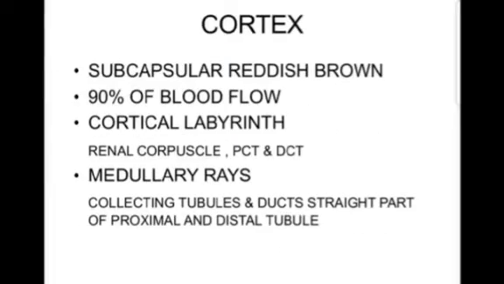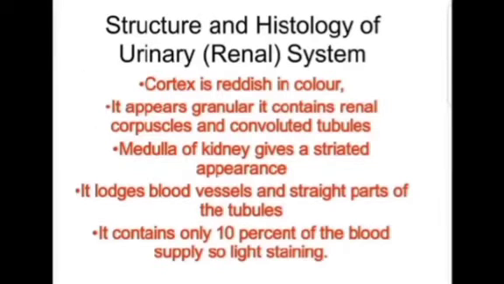It is a subcapsular reddish brown area, and this is reddish brown because 90% of the blood flows through the cortex. Cortex is reddish in color. It appears granular. It contains renal corpuscles and convoluted tubules, and the medulla of the kidney gives a striated appearance.